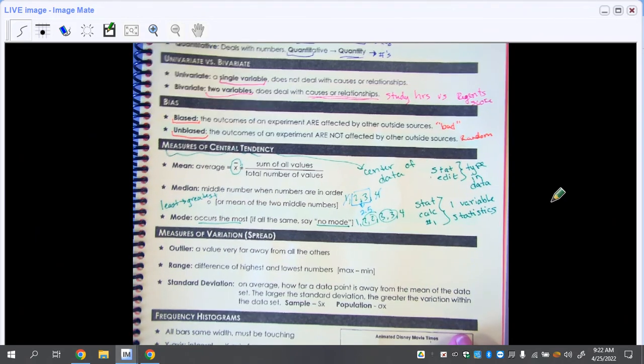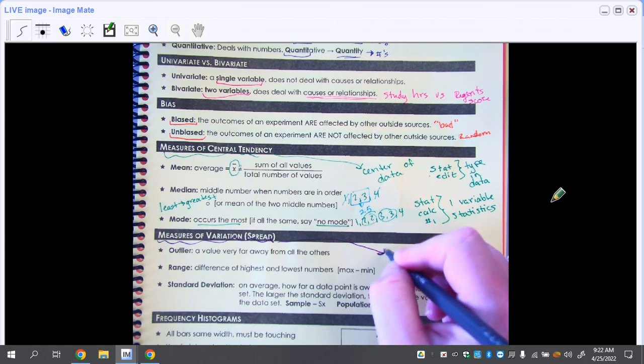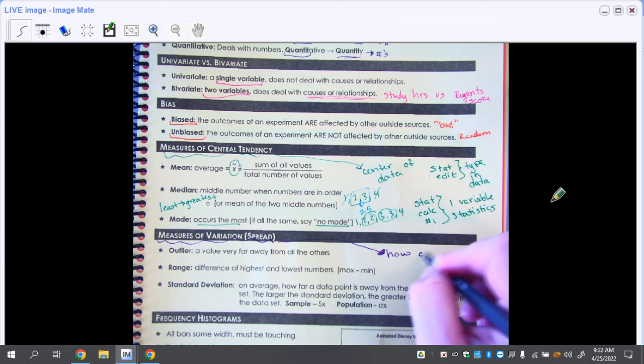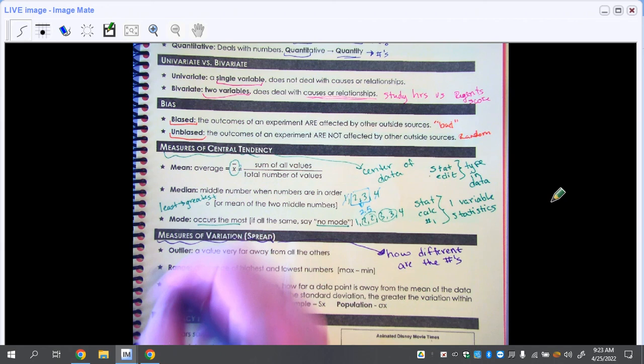So the next is the measures of variation and spread. So that tells us how different are the numbers. So you could have two different sets of numbers that end up giving you the same mean, the same median, but they actually look very different when you look at their variation. They actually look very different when you look at how far apart those numbers are. So the measures of center get combined with the measures of variation and spread so that you can really truly analyze your univariate data.